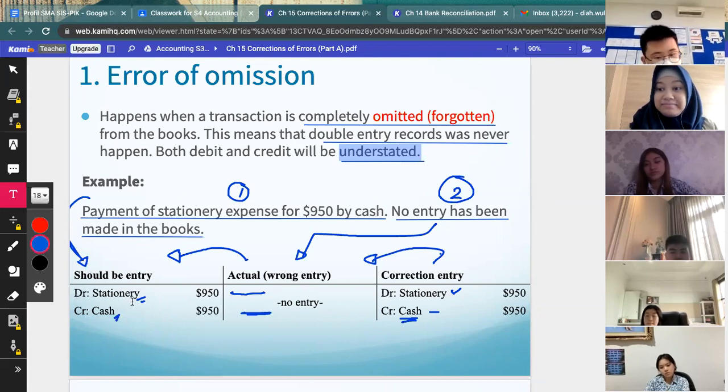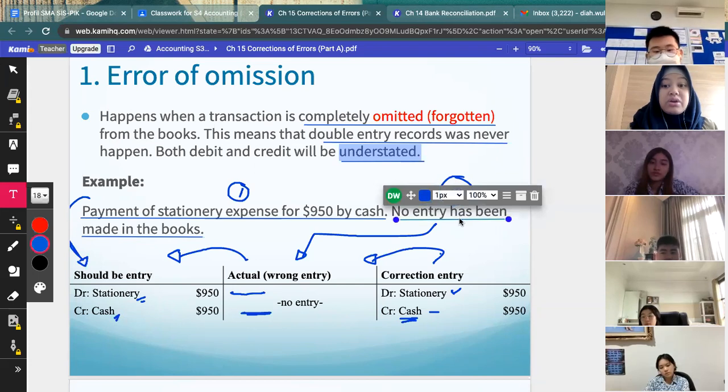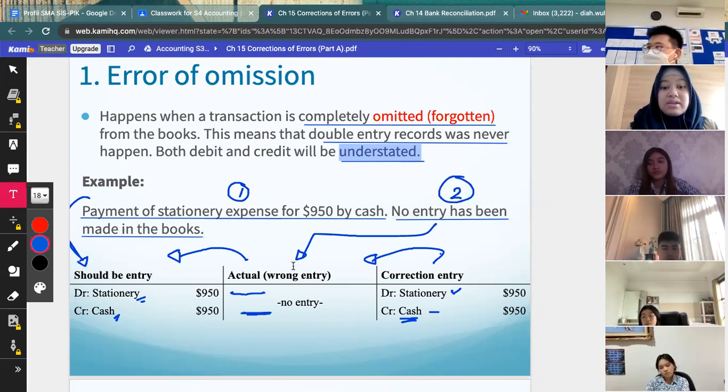Clear, yeah? Now let's see the second transaction. This is where you make the record, where your transaction is wrongly written. Yeah. No entry has been made in the books. No entry. So the actual entry here is nothing. I call it no entry. Nothing is entered in the books. Yeah. So this is where the mistake is. And this is how it should be shown. Clear, yeah?